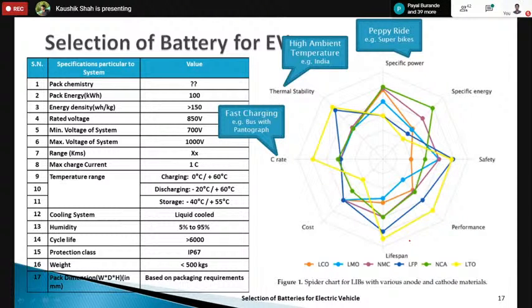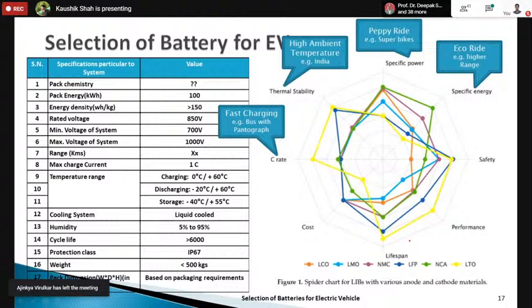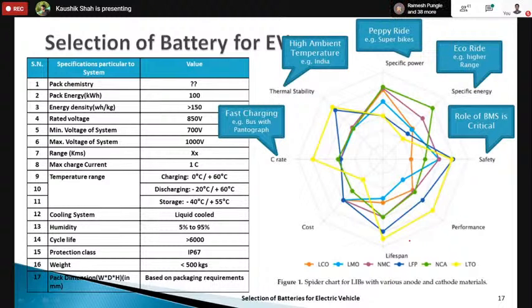So there you will be able to put your NCA cells, and it's all application driven. LTO has come down a little bit as compared to others. Energy is, as I mentioned about the eco ride, where you need a better, higher range. There you can go for this kind of cells, and NCA wins on the priority. So that's one point.